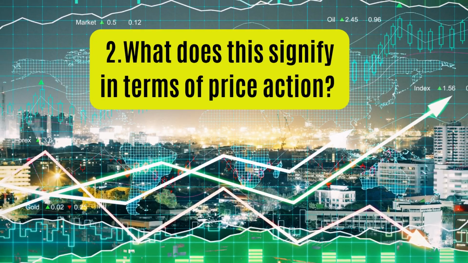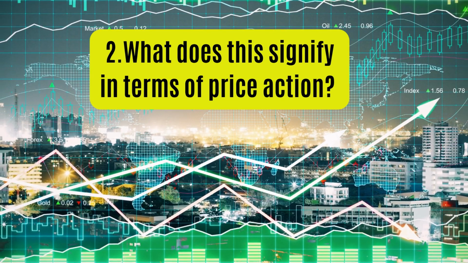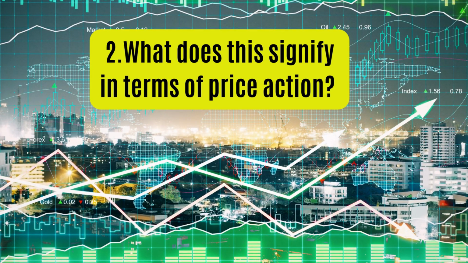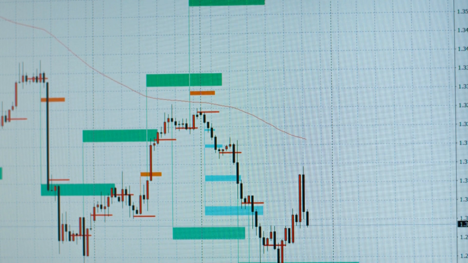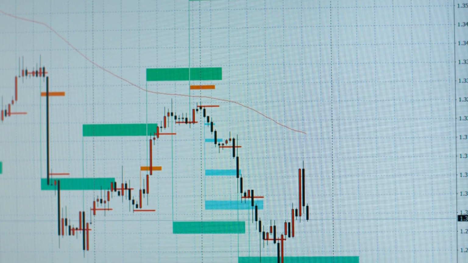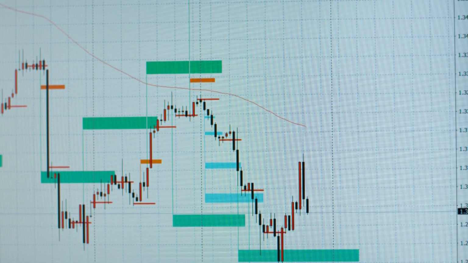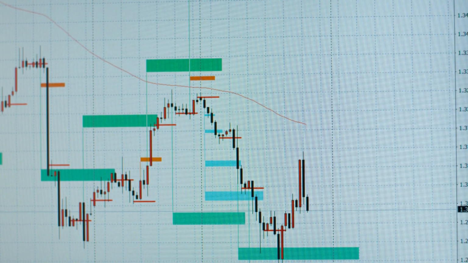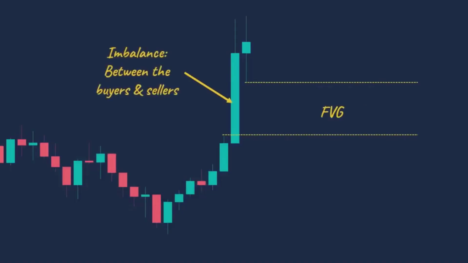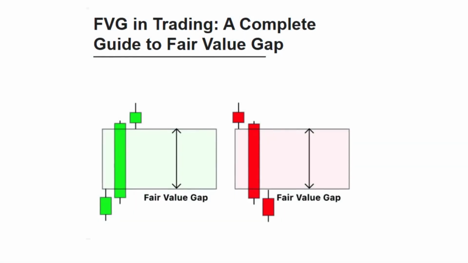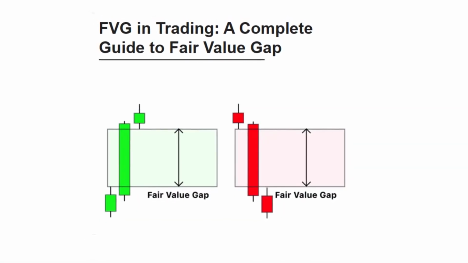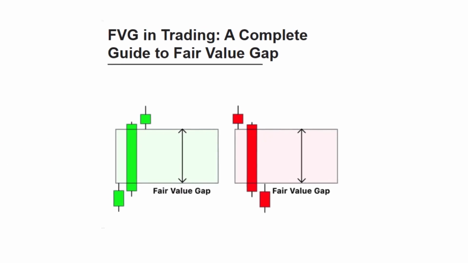What does this signify in terms of price action? It indicates a buy-side imbalance where buying pressure significantly outweighs selling pressure, possibly due to institutional activities. Now, the market has entered an inefficient phase, usually leading it to return to the fair value gap area to address the imbalance. The buy-side imbalance equals sell-side inefficiency, and the sell-side imbalance equals buy-side inefficiency.